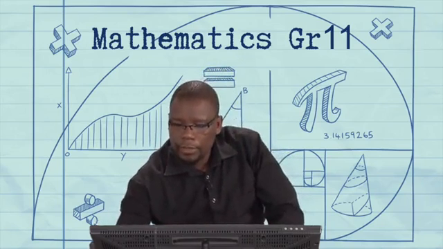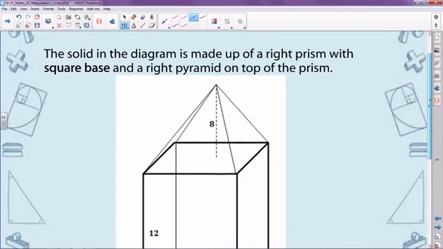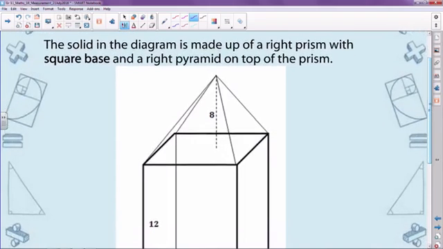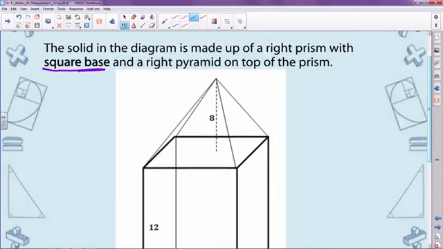Now let's look at our problem here. We've got a solid, and the diagram is made up of a right prism with a square base, which is very important. It says with a square base. Now you've got the base. If it's square, it means that you have all sides equal. So this is 6, so that is 6, that is 6 as well, even though it looks like a proper rectangle. So this is 6, that's 6, that's 6, and that is 6 as well.